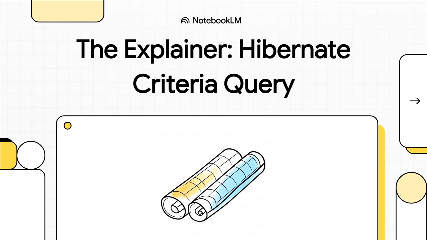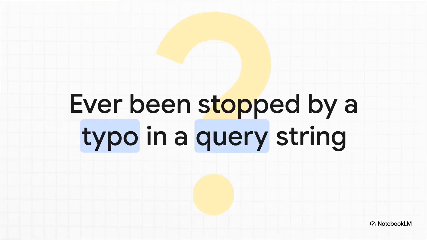So, if you're a Java developer who works with databases, you definitely know the pain. The pain of queries that just break at runtime. Well, today we're diving into the architect's solution for this, the Hibernate Criteria Query API. Let's jump right in. We have all been there, right?